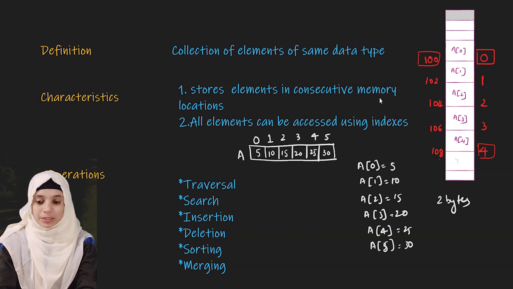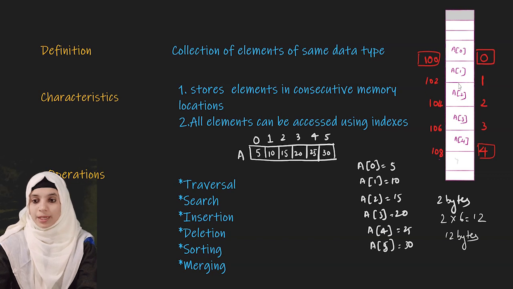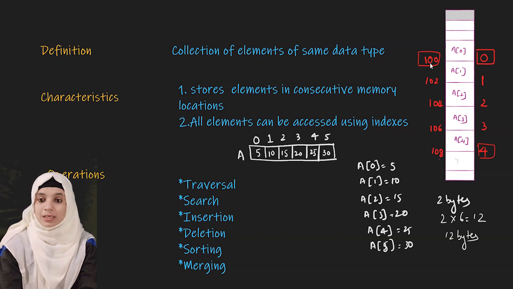Suppose how many elements are there? 1, 2, 3, 4, 5, 6. 2 into 6 is 12. So overall this will take 12 bytes of memory. Now you can see, in this example, A of 0 will be placed at 100 position and A of 1 will be placed at 102, A of 2 will be placed at 104, A of 3 is 106, A of 4 is 108. Now the starting address of an element is called as base address.